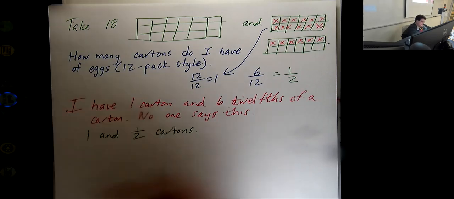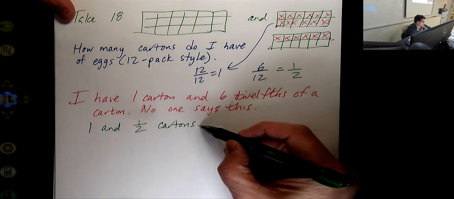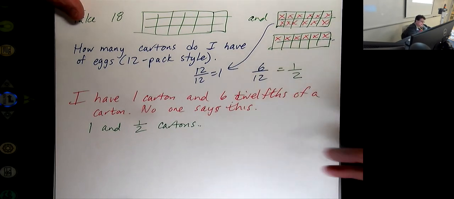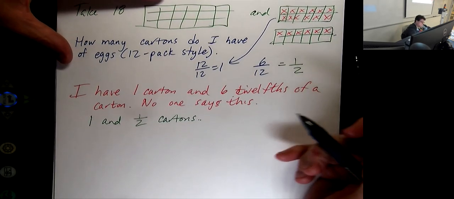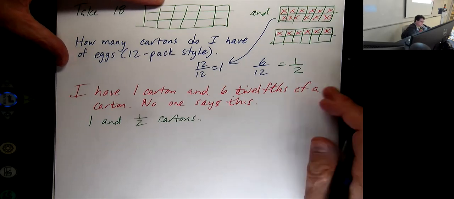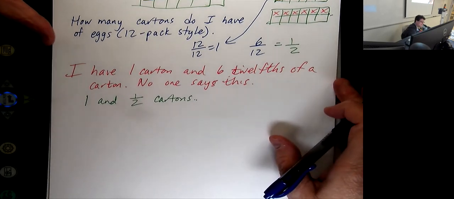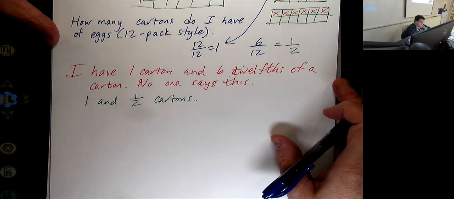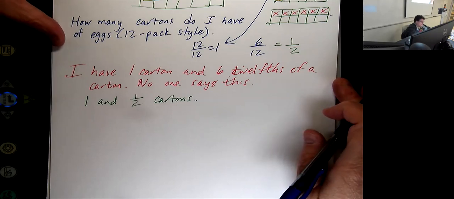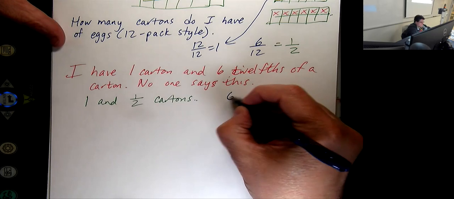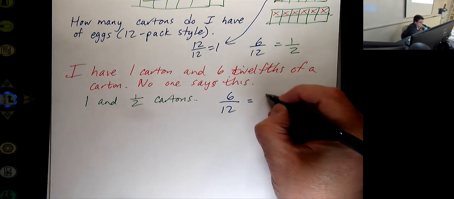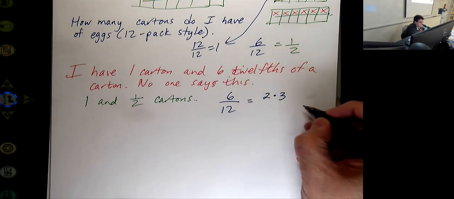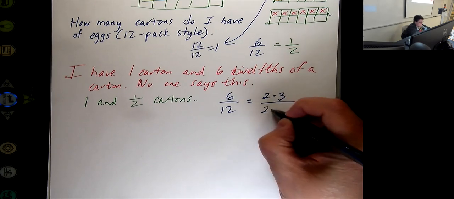All right, so I would say I have 1.5 cartons. That's something you've heard people say. So how do I get from 6/12 to 1/2? Divided by 3, that's one way. So an easy way to get there is to write the factors. 6 is 2 times 3. Correct, because 12 is 2 times 2 times 3.